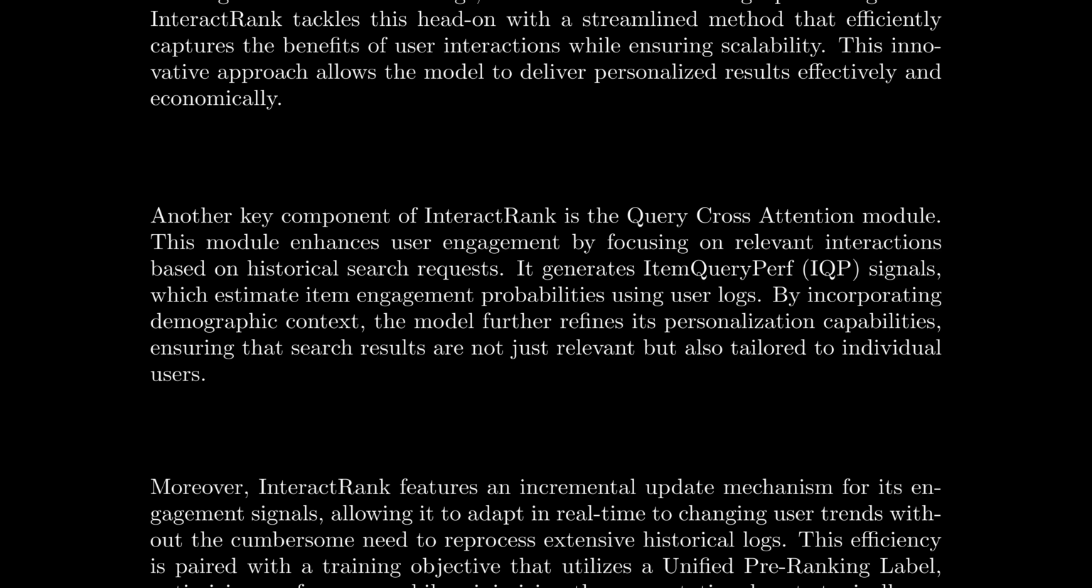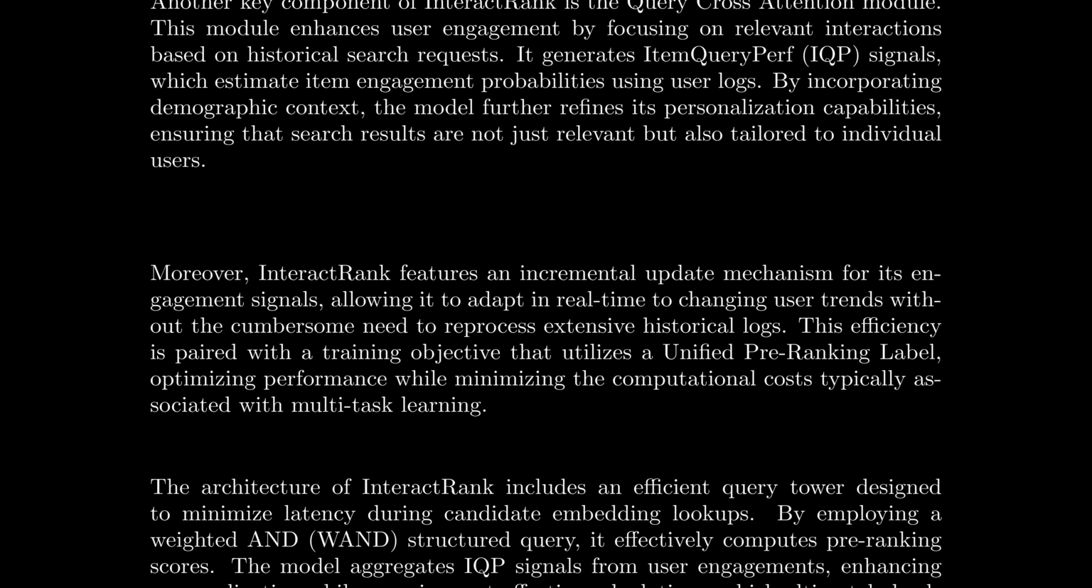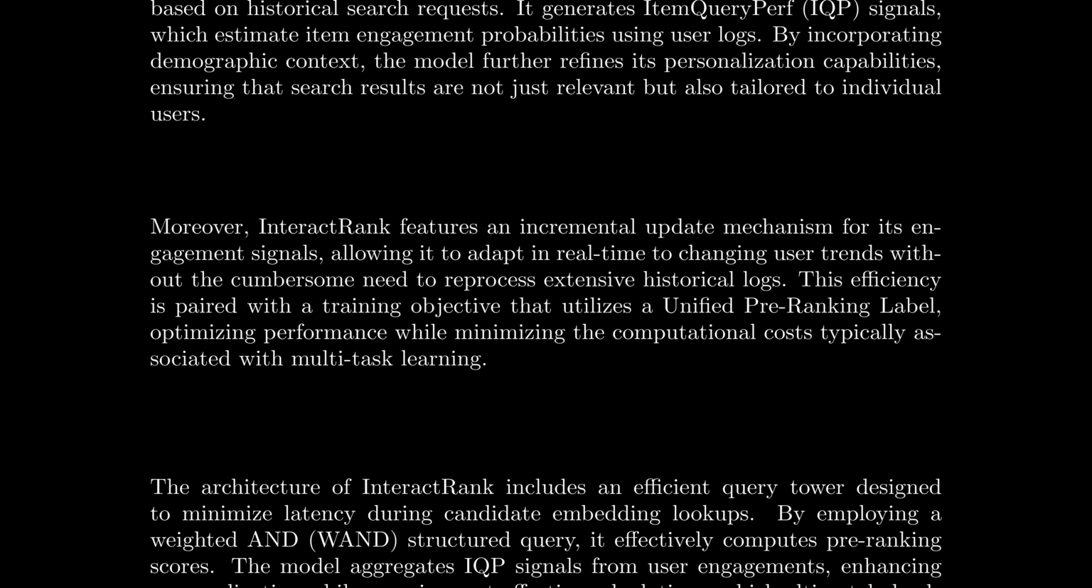Another key component of InteractRank is the Query Cross-Attention module. This module enhances user engagement by focusing on relevant interactions based on historical search requests. It generates item query perf, IQP signals, which estimate item engagement probabilities using user logs. Moreover, InteractRank features an incremental update mechanism for its engagement signals, allowing it to adapt in real time to changing user trends without the cumbersome need to reprocess extensive historical logs. This efficiency is paired with a training objective that utilizes a unified pre-ranking label, optimizing performance while minimizing the computational costs typically associated with multitask learning.